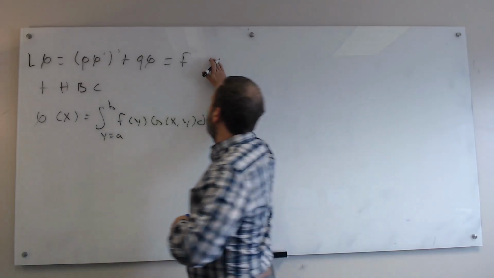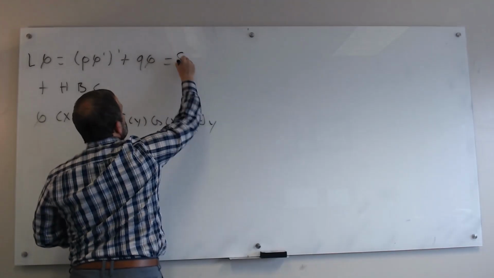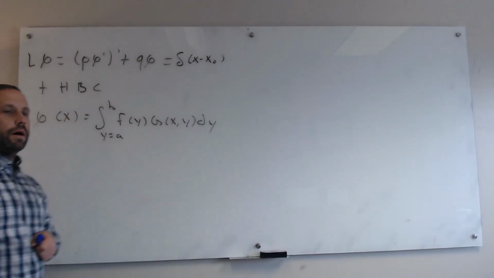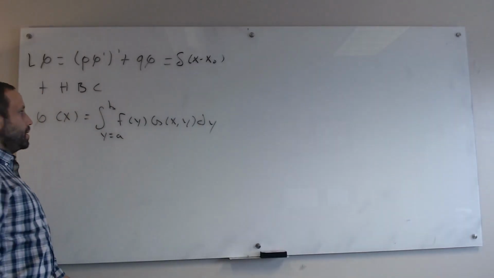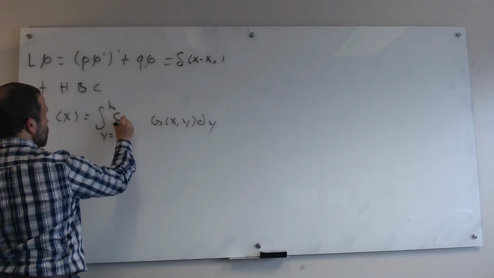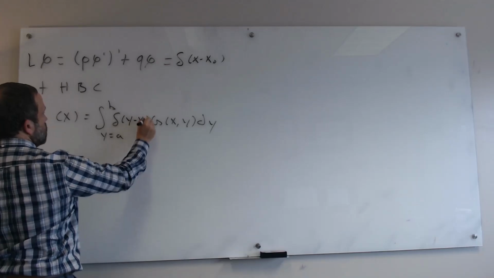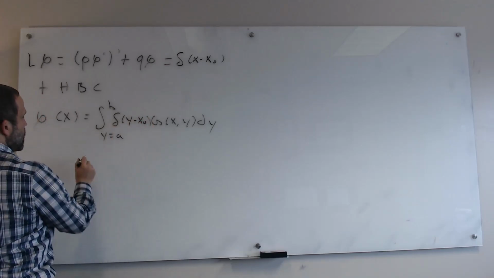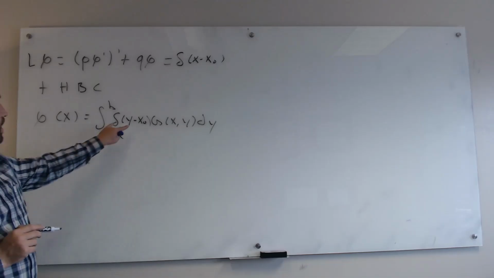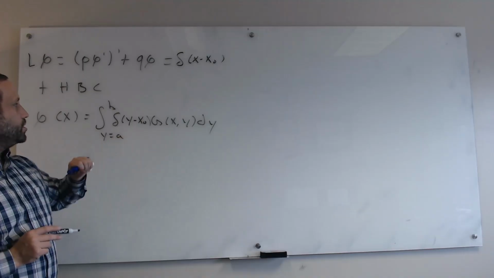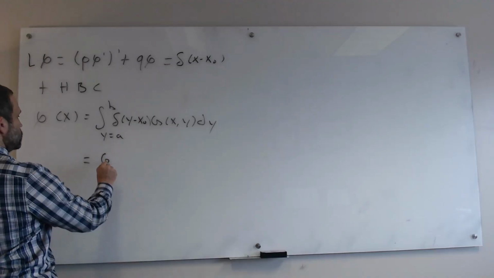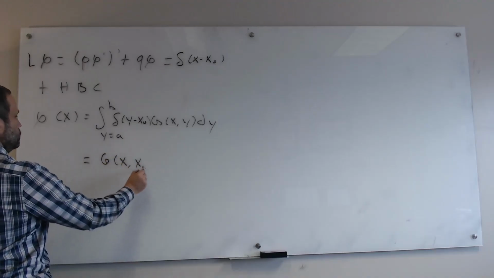Let's imagine that f of x is equal to delta of x minus x naught, where x naught is some point between a and b, some number between a and b. Then what changes down here? Well, f of y is going to be delta of y minus x naught. And now, when we do this integral, we have the delta, so we're just going to evaluate g where the variable of integration y is equal to x naught. So this is going to be equal to g of x, x naught.